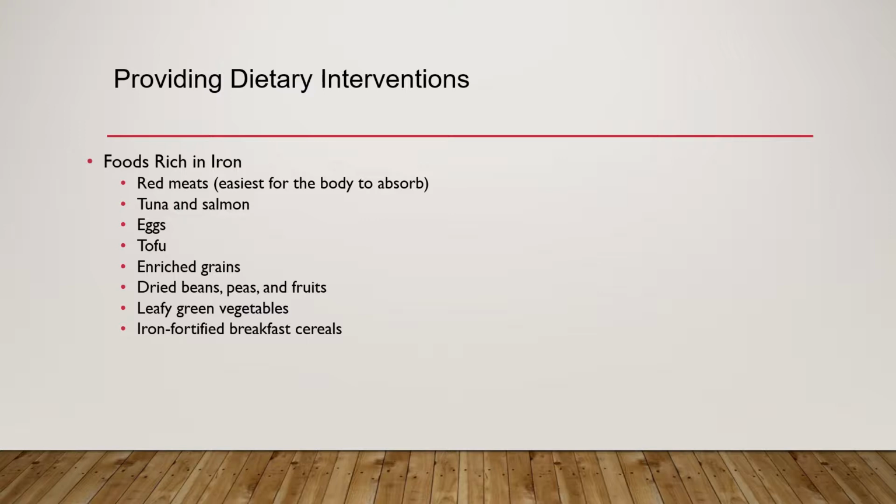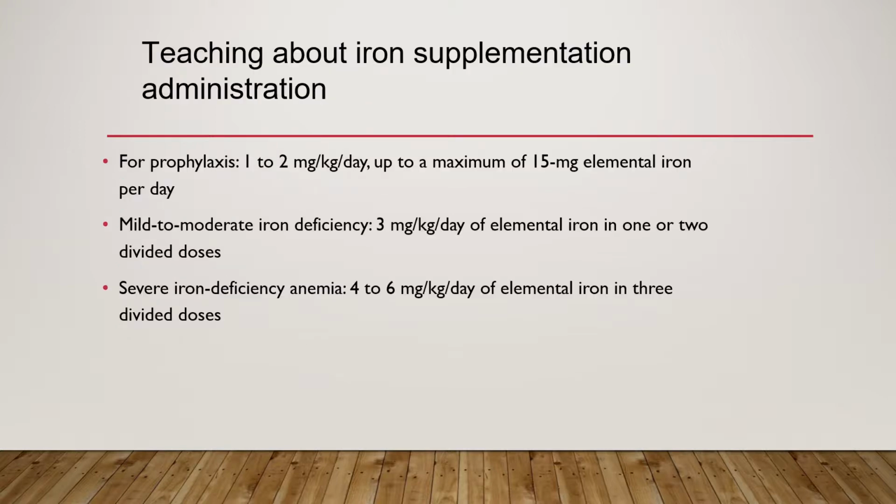Red meat is the easiest thing for the body to absorb. Tuna and salmon, eggs, tofu, enriched grains. If you've got a vegetarian, keep in mind the lower part of this is perfect. Tofu, enriched grains, dried beans, peas, and fruit. Leafy green vegetables are great, and iron fortified cereals.